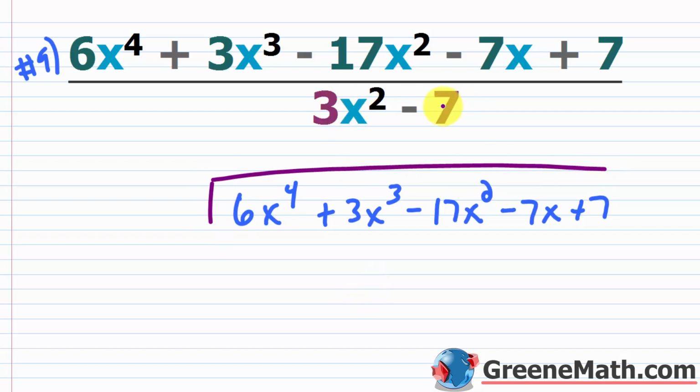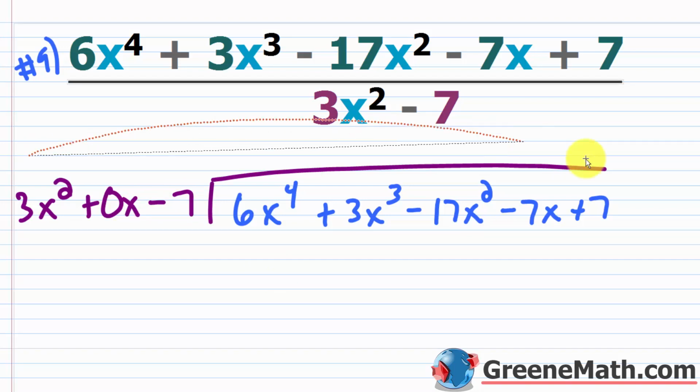I want to take this guy and put it over here as my divisor, but notice that you're missing x to the 1st power. If you're missing something, you want to put it in with a 0 as the coefficient. So I'm going to put 3x squared here, then plus 0x, you could do 0x to the 1st power, it doesn't matter, and then minus 7. We need that placeholder there for things to work out.